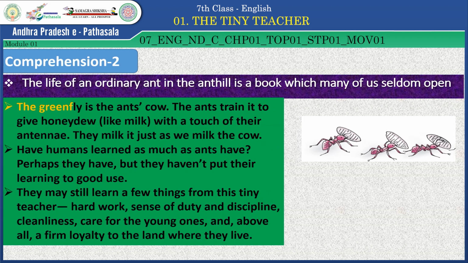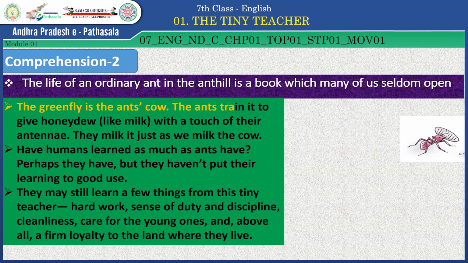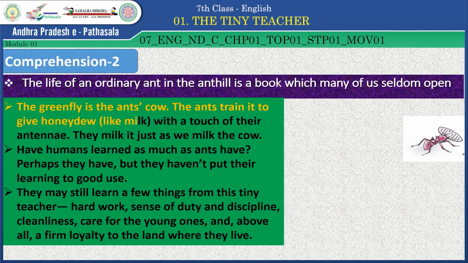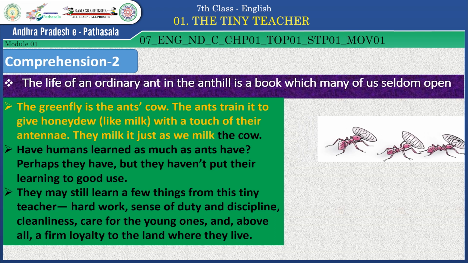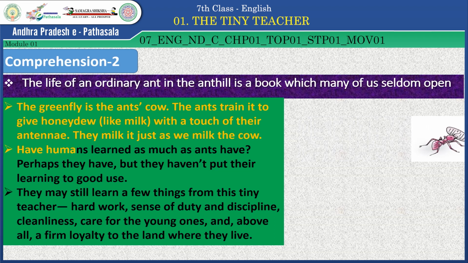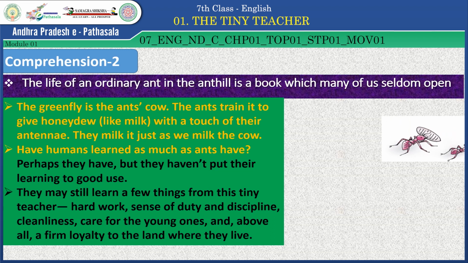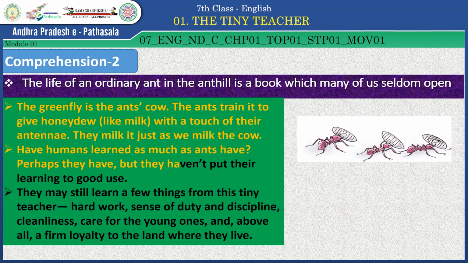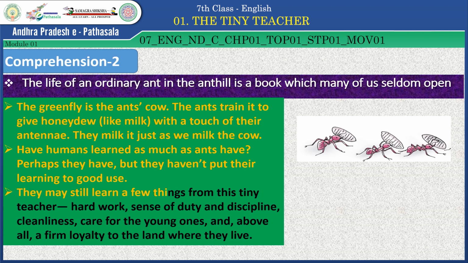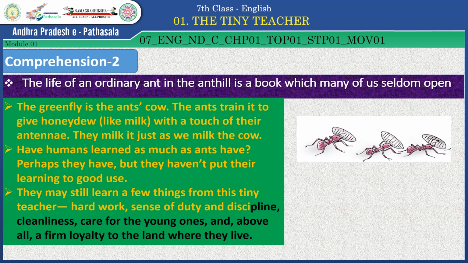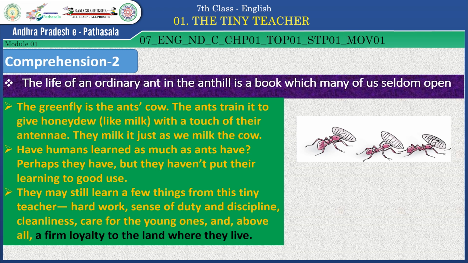The greenfly is the ant's cow. The ants train it to give honeydew like milk with a touch of the antenna. They milk it just as we milk the cow. Have humans learned as much as ants have? Perhaps they have, but they haven't put their learning to good use. They may still learn a few things from this tiny teacher: hard work, sense of duty and discipline, cleanliness, care for the young ones, and above all, a firm loyalty to the land where they live.